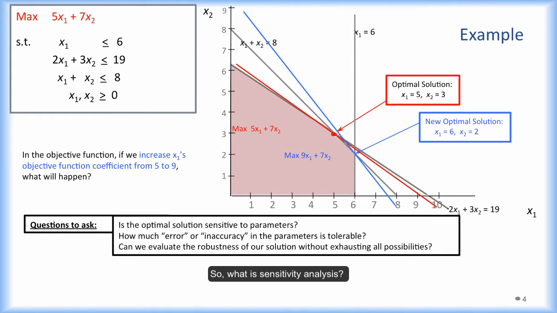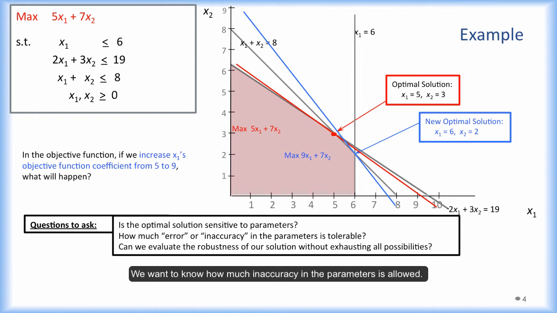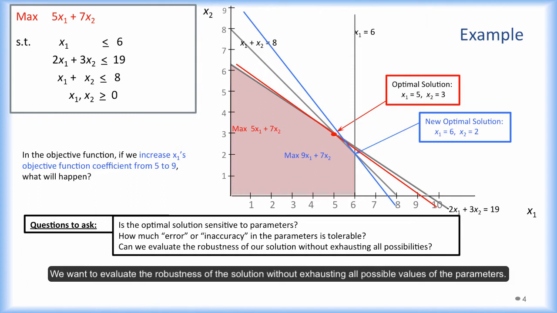So, what is sensitivity analysis? Sensitivity analysis wants to answer the question about whether the optimal solution is sensitive to the parameters used in the objective function or the constraints. We want to know how much inaccuracy in the parameters is allowed. We want to evaluate the robustness of the solution without exhausting all possible values of parameters.